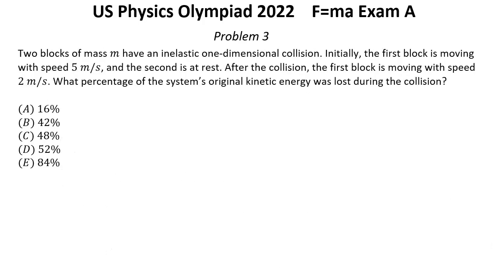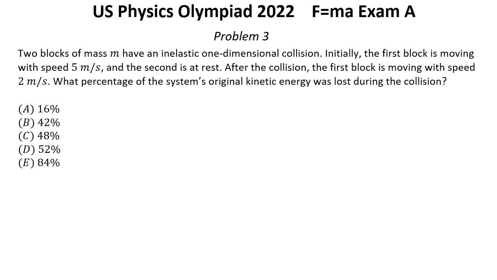Problem number 3. Two blocks of mass m have an inelastic one-dimensional collision. Initially, the first block is moving with a speed of 5 meters per second, and the second is at rest. After the collision, the first block is moving with a speed of 2 meters per second. What percentage of the system's original kinetic energy was lost during the collision?